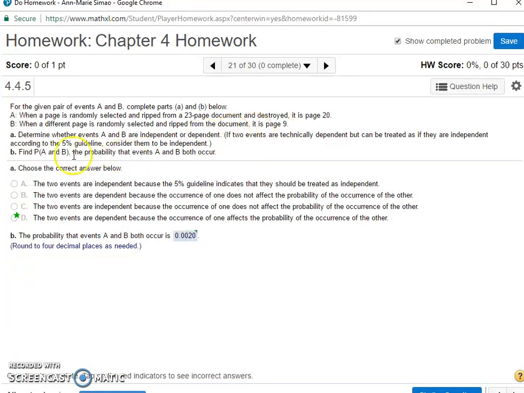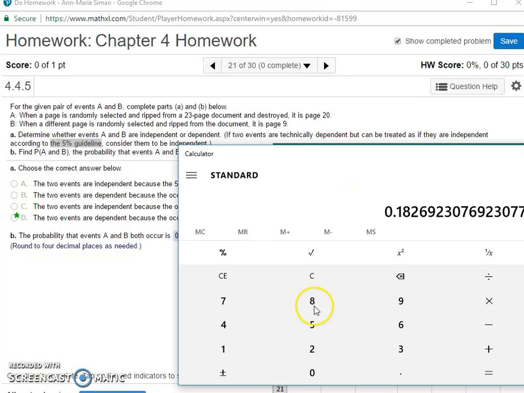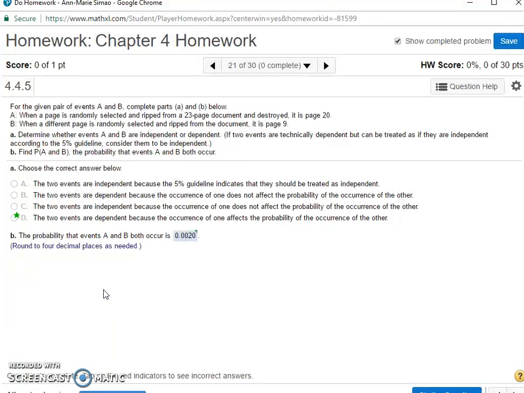So in order for the 5% rule to apply, what's going to happen is I had 2 pages destroyed out of 23. If I go into Excel, 2 divided by 23 equals 0.0869. I could have done that in a calculator too. 2 divided by 23, 0.0869. It doesn't matter which way you do it. But what it does tell me is I cannot apply the 5% rule. I have to consider them to be dependent.